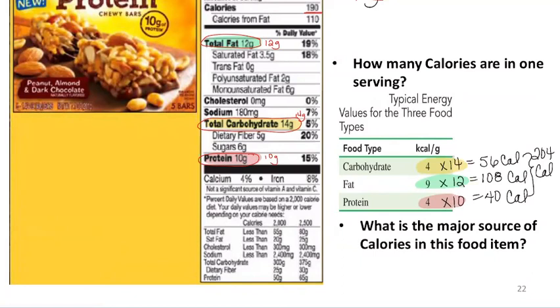In order to answer this question, what I want you guys to do is to compare 56 versus 108 versus 40. So when it comes to this, great job. Here, fat is the major source of nutritional calories.